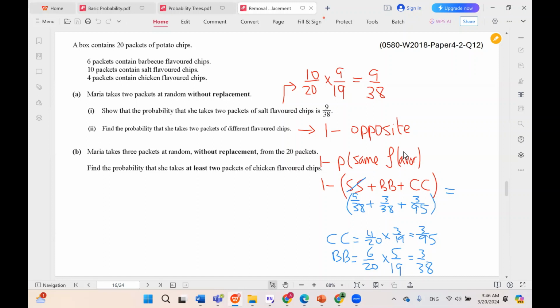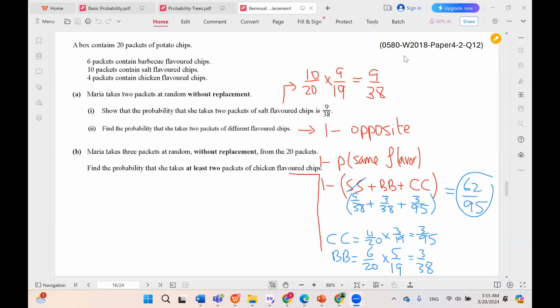I'm writing it down on the calculator as fractions. And we have 3 over 95 for the third one. And 1 minus all of these gets us 62 over 95. So this would be the final answer to double I.